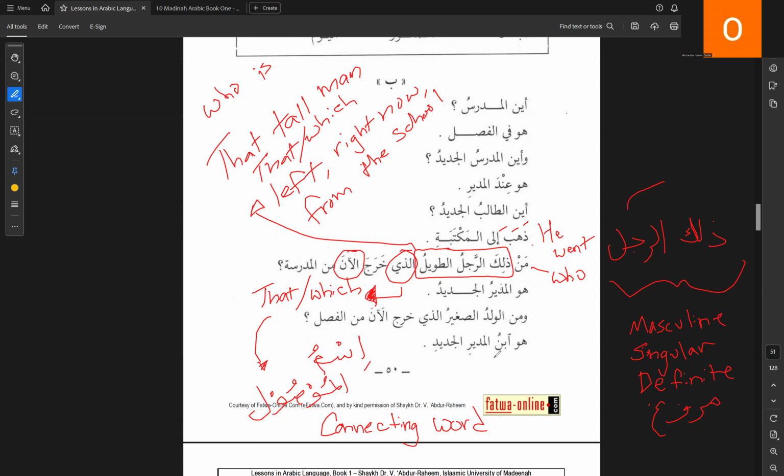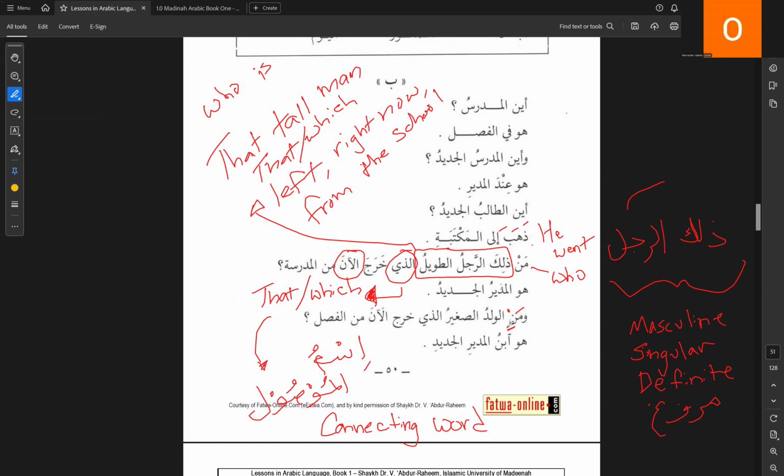And this is going to be a very similar sentence to the previous one. وَمَنِ. All right, so typically it would have the sukoon on the noon, but here we're going to put a kasrah because it's connecting to the next word. وَمَنِ الْوَلَدُ الصَّغِيرُ الَّذِي خَرَجَ الْآنَ مِنَ الْفَصْلِ. وَمَن means what? And who? الْوَلَدُ الصَّغِيرُ. Good. Small boy. Here it actually means young boy, because small in age, it's young, right?